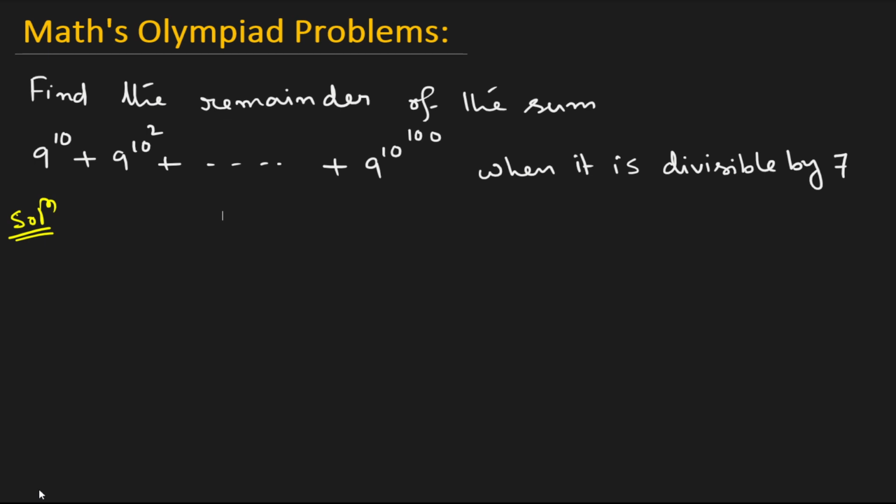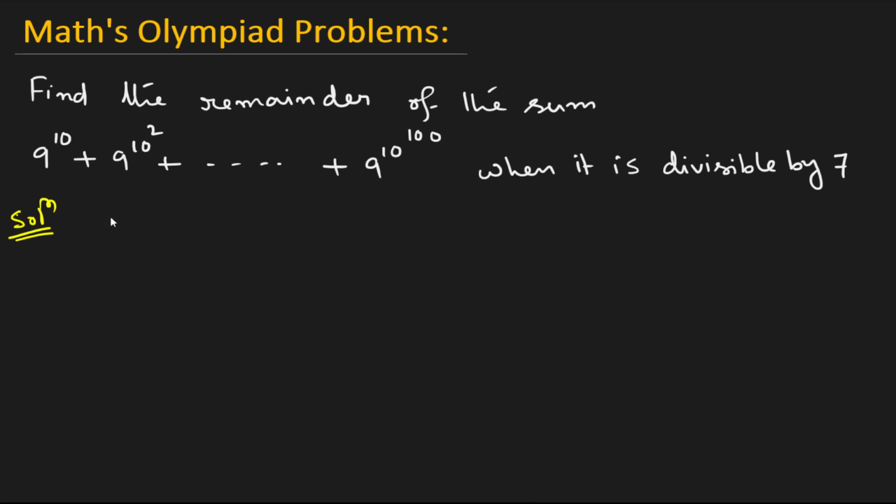Now today we are going to find the remainder of a series, the sum of the series 9^10 + (9^10)^2 + ... + (9^10)^100. When we divide it by 7, what will be the remainder? The sum is a little bit big, but we'll use a number theory technique so that it will be very easy. We are going to use Euler's theorem.